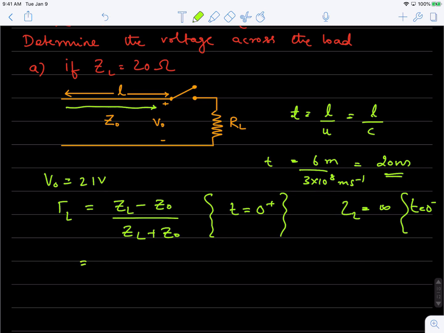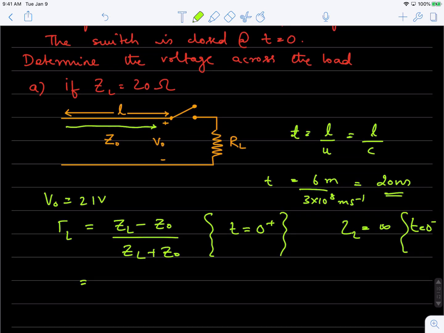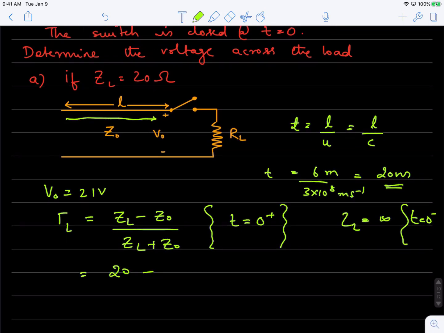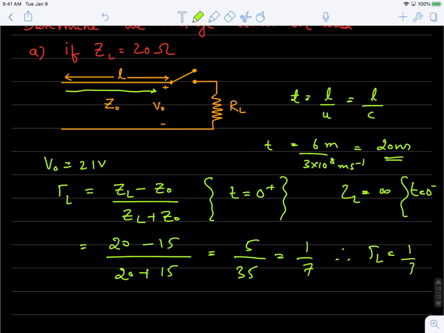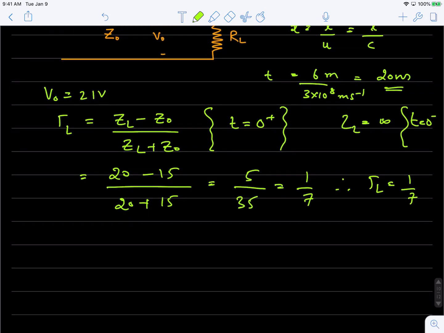We know that Z load is 20 ohms and Z naught is 15 ohms. So divide by 20 plus 15, that equals 5 divided by 35, which equals 1 by 7. Therefore gamma L equals 1 by 7. So we have found gamma L and we have found the time period t. All that we are left to find out is what happens to the voltage.